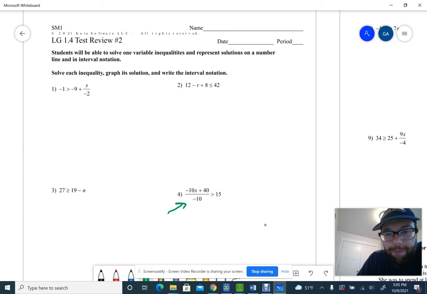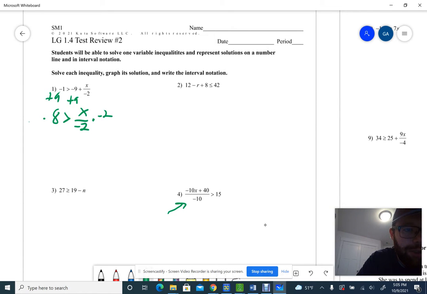grouped. Like here on number 4, it groups that entire top by dividing both terms, right? This -2 only multiplies or divides with the x. So we're going to get rid of the add subtract first because it's not grouping them. So add 9, that gives me 8 is greater than x over -2. Then we have to multiply both sides by -2, and there's my warning, right? Because I am multiplying by -2. So my sign is going to flip, and I'm going to have -16 is now less than x.